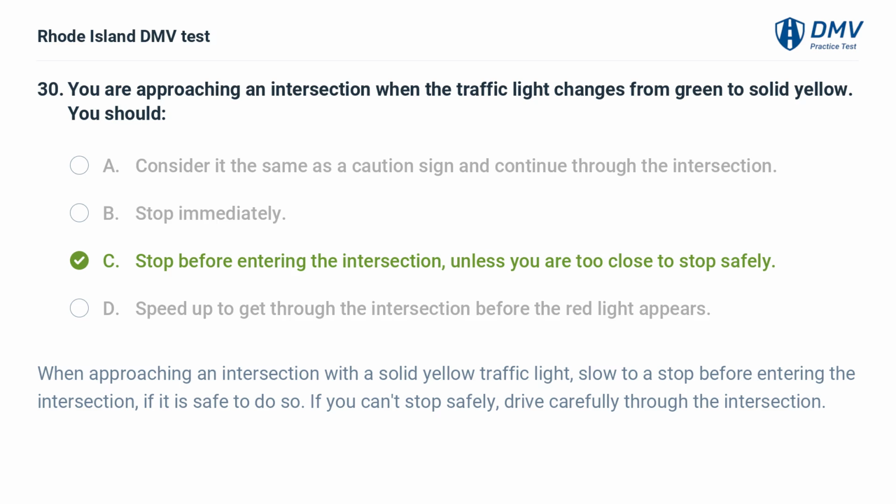When approaching an intersection with a solid yellow traffic light, slow to a stop before entering the intersection, if it is safe to do so. If you can't stop safely, drive carefully through the intersection.